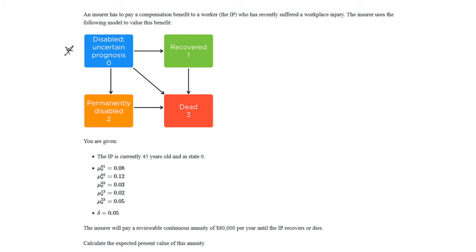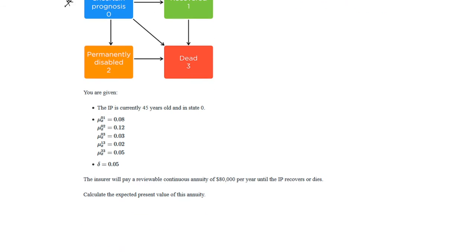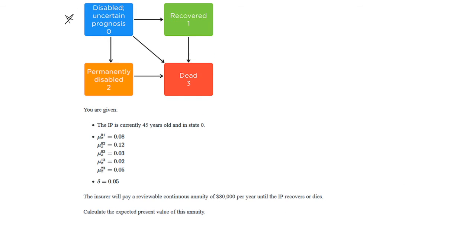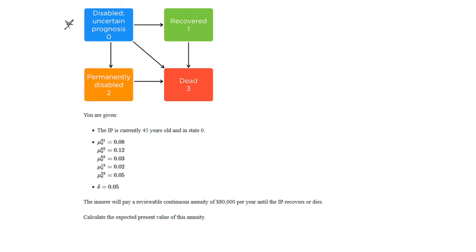The insurer will pay a renewable or reviewable continuous annuity of $80,000 per year until the IP recovers or dies. So this means that it will not pay $80,000 if the person has recovered or is dead. So the only two states where the person will receive $80,000 is either in state 0 or state 2.